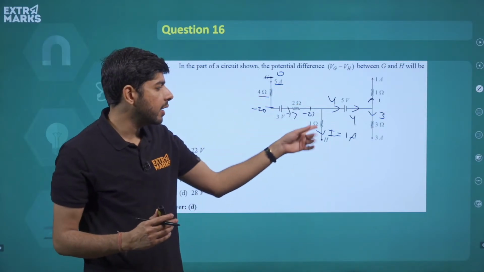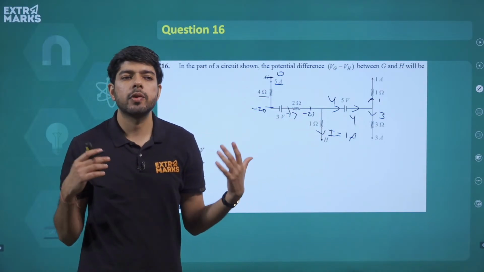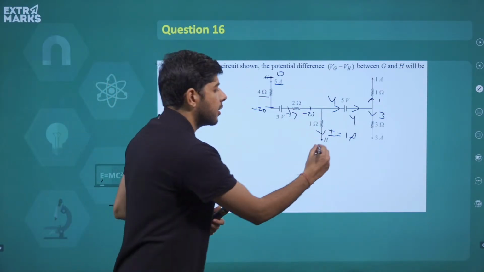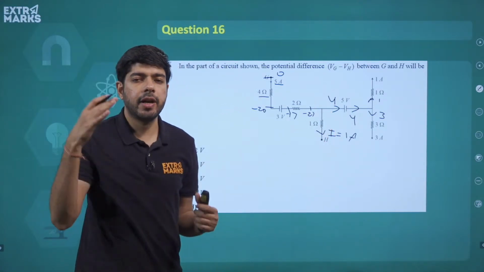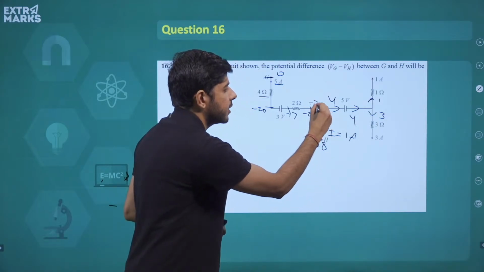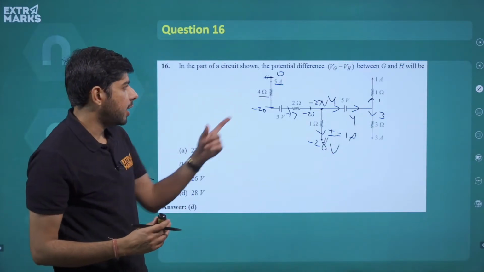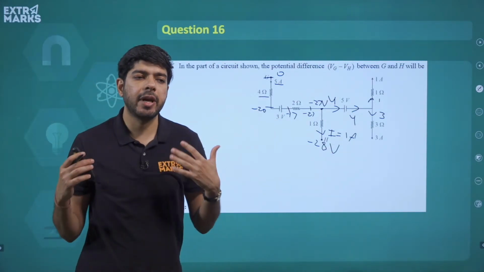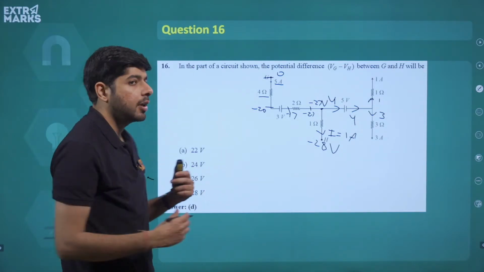So 1 ampere is the current in this branch, and V equals IR, current is 1, R is 1, so 1 volt is the potential drop. Again, I am moving in the direction of current, higher to lower, so this is going to be minus 28, right? Minus 27 is the potential at this point, and so here this will be minus 28. So guys, Vg is 0, Vh is minus 28. So 0 minus minus 28, that is plus 28. That is your answer. All right.